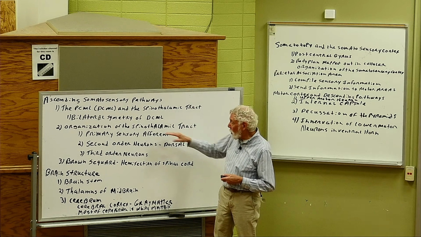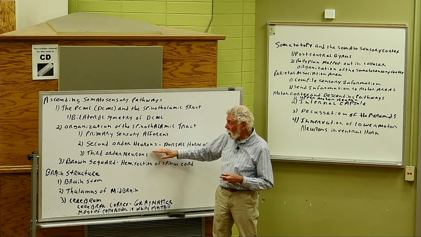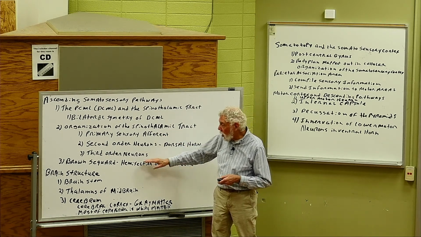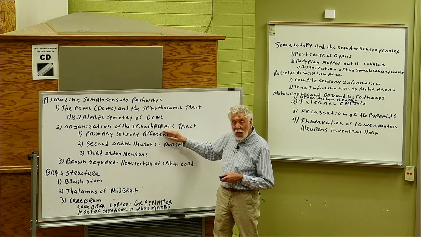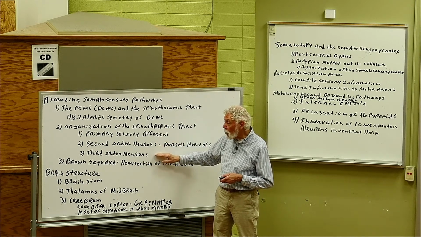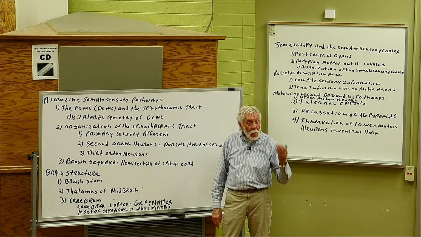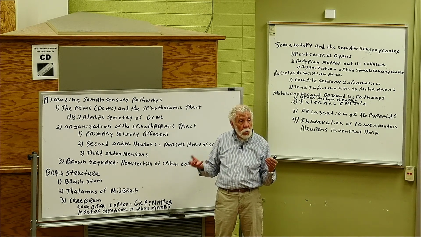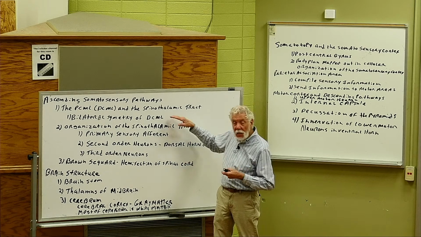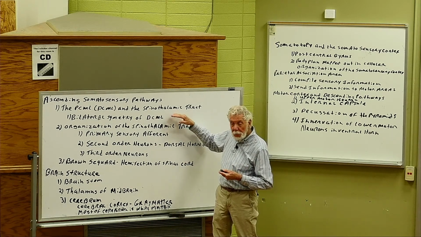So these second-order neurons are going to synapse onto third-order neurons in the thalamus. Then those third-order neurons are going to send processes to the somatosensory cortex, just as the third-order neurons did yesterday in the DCML.